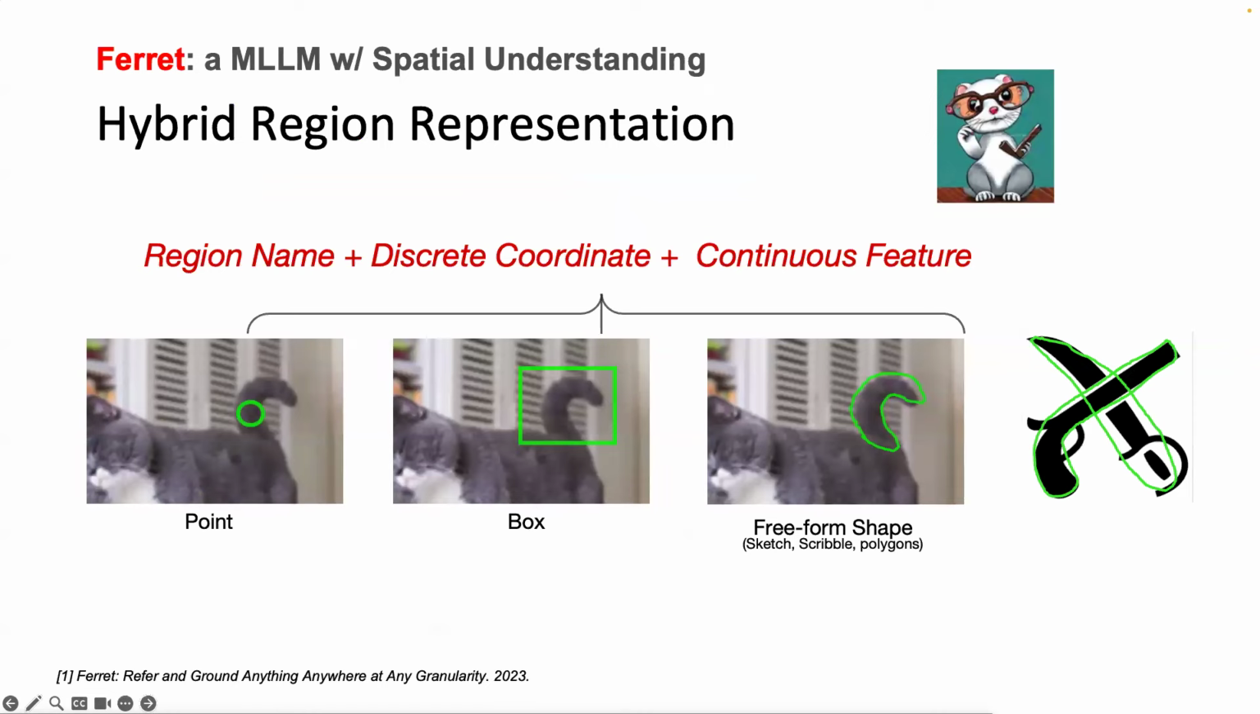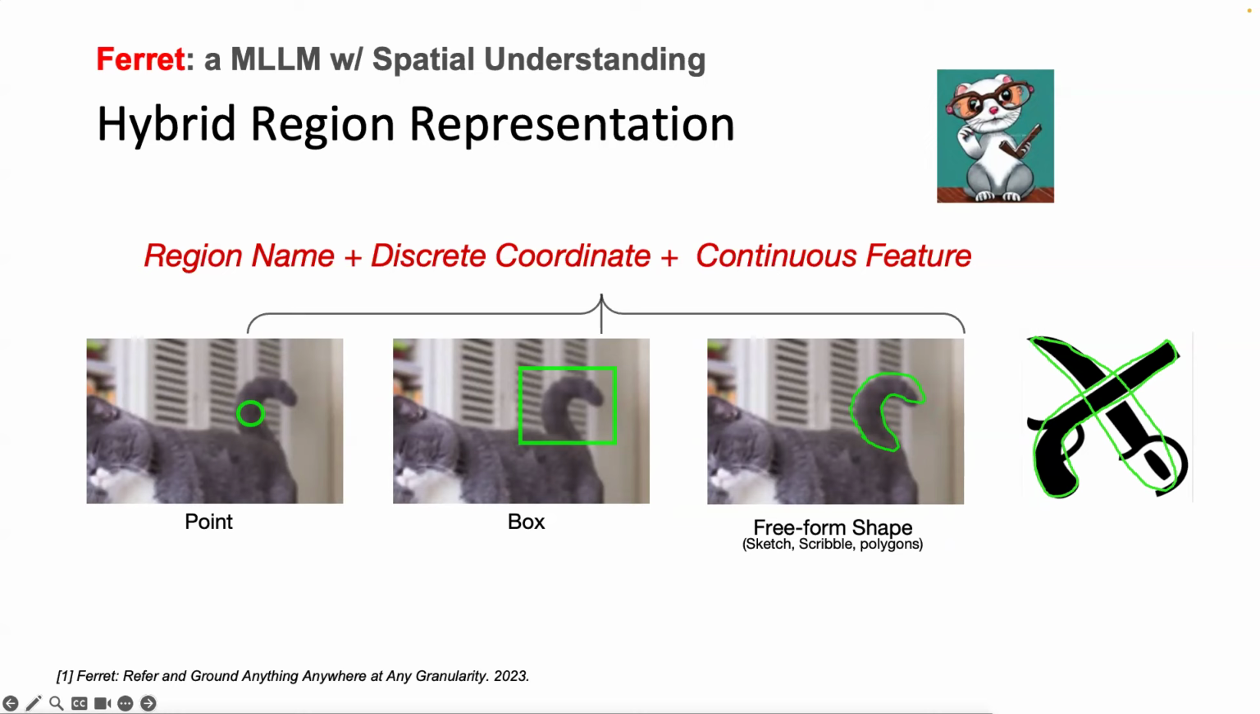Another work is called Ferret. I can think of Ferret as a more unified model where we not only have the discrete location tokens or the text tokens as input, but we can actually enable different features or different kinds of visual prompts into the models. So we define the hybrid representations as the region name plus the discrete tokens, as well as the continuous features.